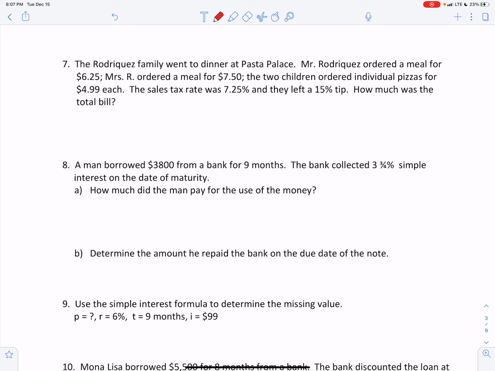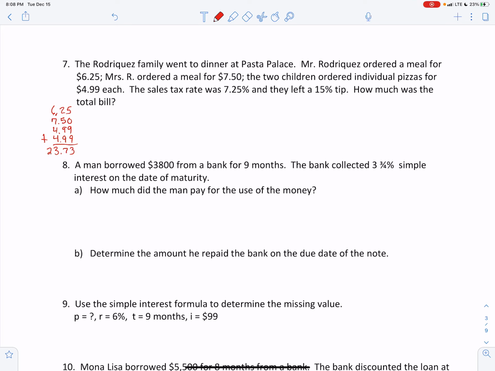The Rodriguez family went to dinner at Pasta Palace. Mr. Rodriguez ordered a meal for $6.25. Mrs. R ordered a meal for $7.50. The two children ordered individual pizzas for $4.99 each. So if I add those, I get the cost of the meal is $23.73.